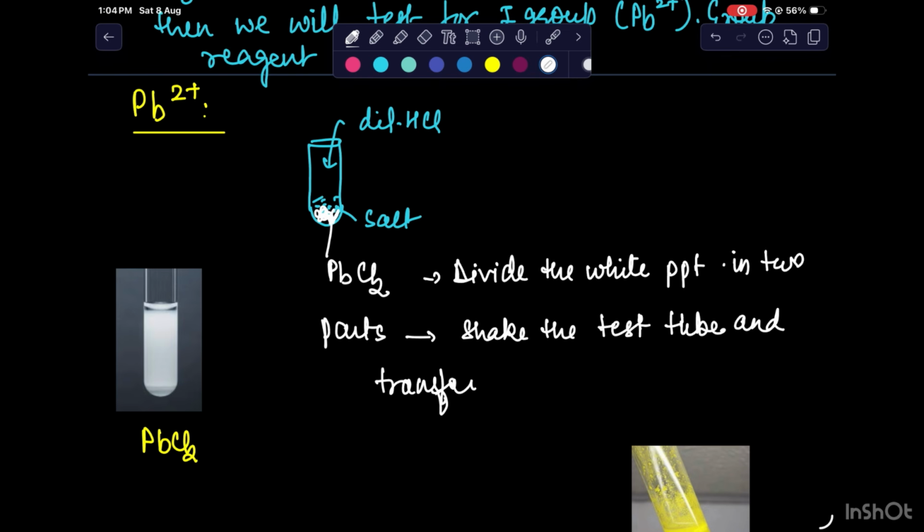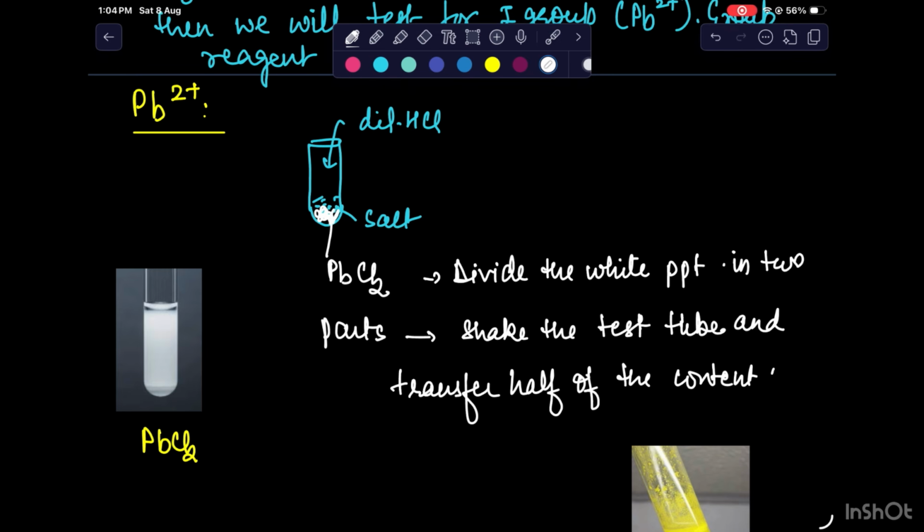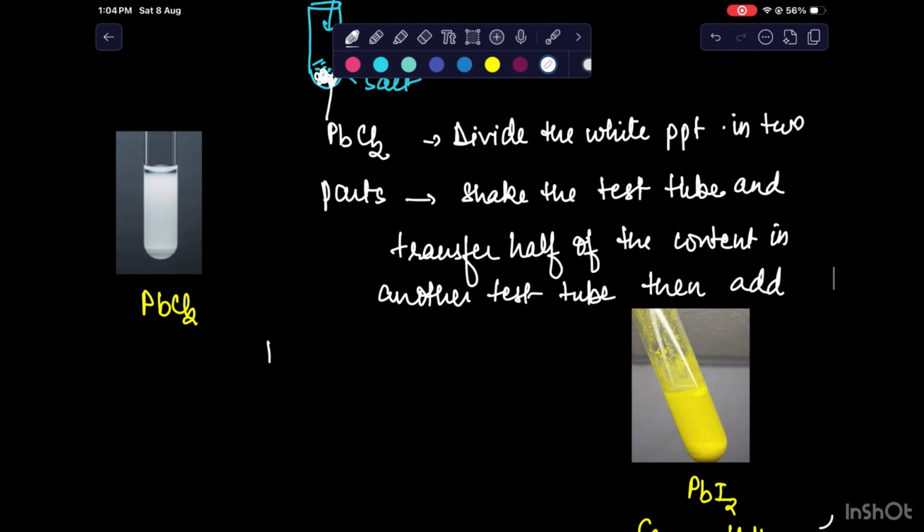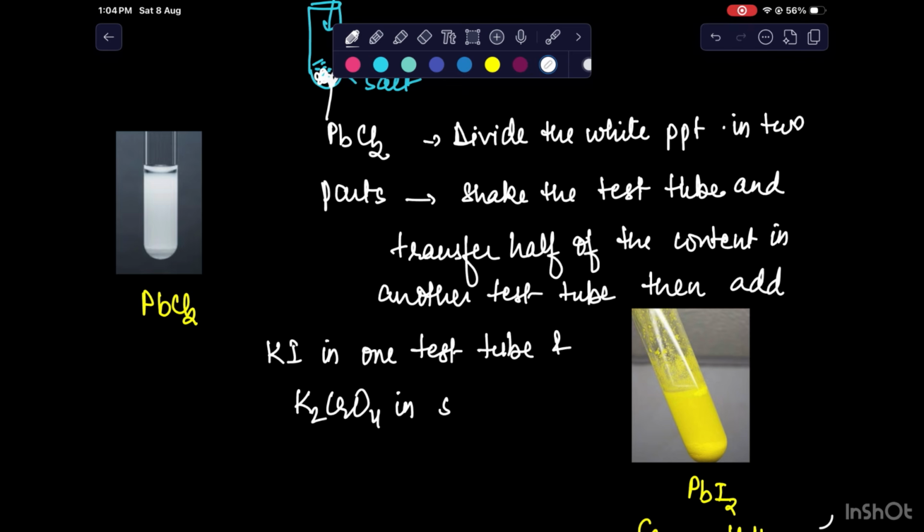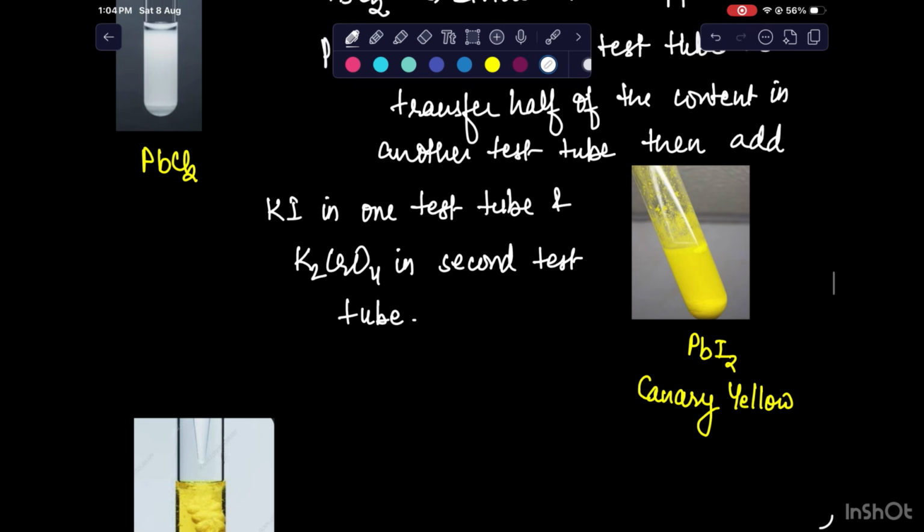Let both the test tubes settle for some time, and then you can just remove the water by tilting the test tube in the sink. That's it. That is how you have divided the precipitate into two equal halves. It is not necessary that it should be equal. We just need two parts, right? So we'll add KI in one test tube and K2CrO4 in the second test tube.